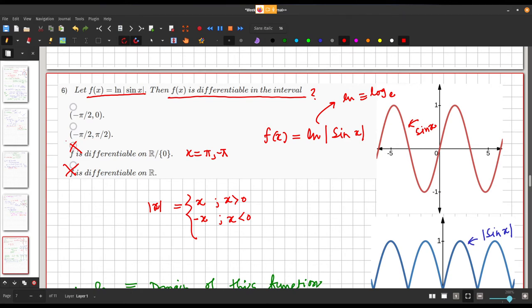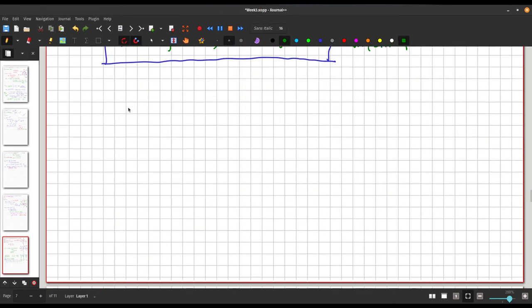Now, in this region, minus pi by 2 to pi by 2, this is also incorrect, because here x equal to 0 belongs to this region, where the function is also not differentiable. Now we are left with only the first option, which I will tell you now is the correct option, and I will explain why here.